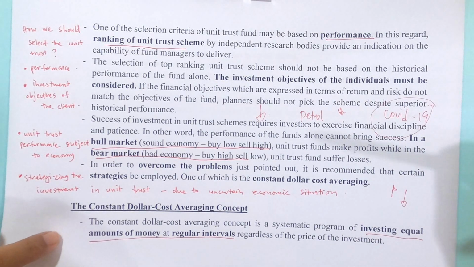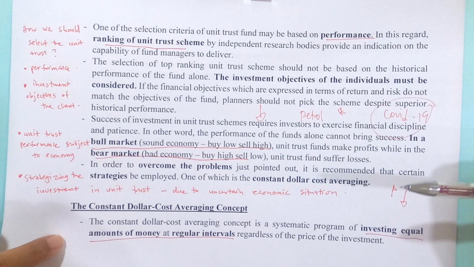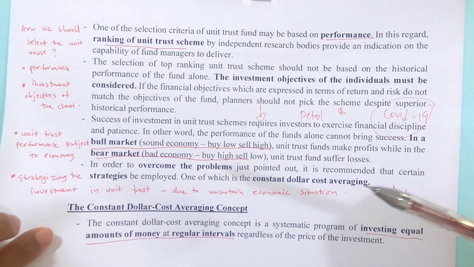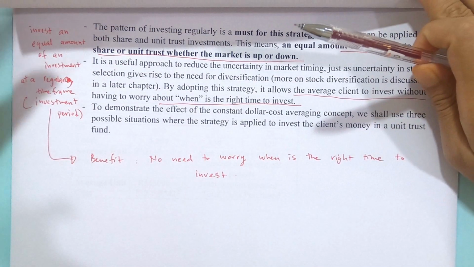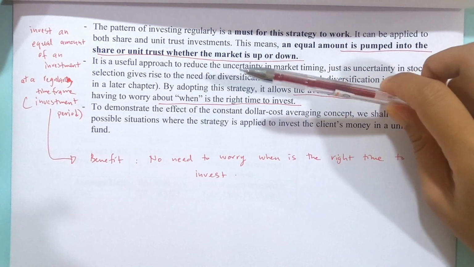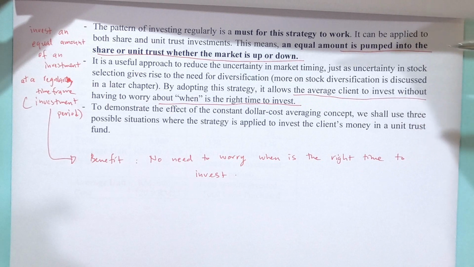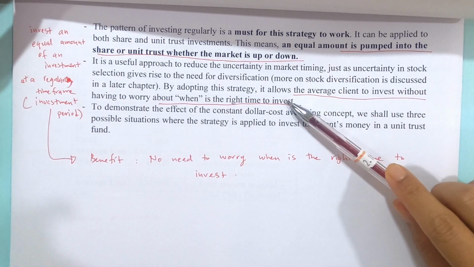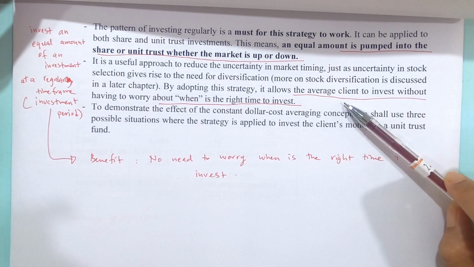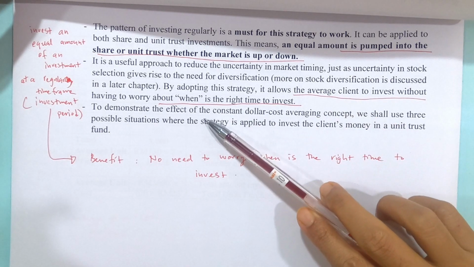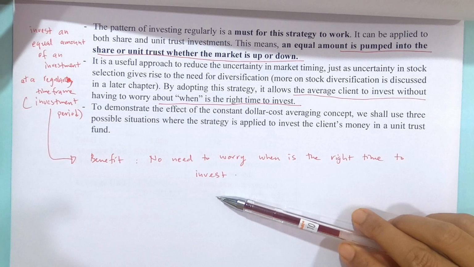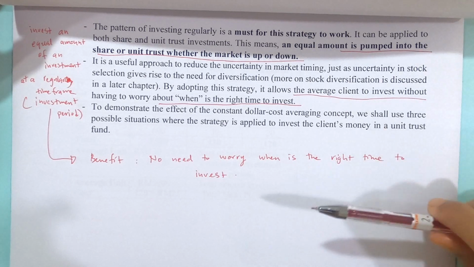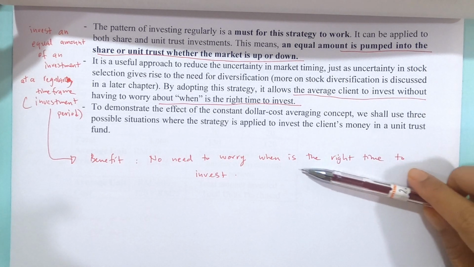In this constant dollar cost averaging concept, we have to invest an equal amount of money at regular intervals, which means we have to invest an equal amount at a specific time frame. By using this strategy, the average client can invest without having to worry about when is the right time to invest. We are going to look at an example to see the demonstration of the effect of the constant dollar cost averaging concept on our investment.